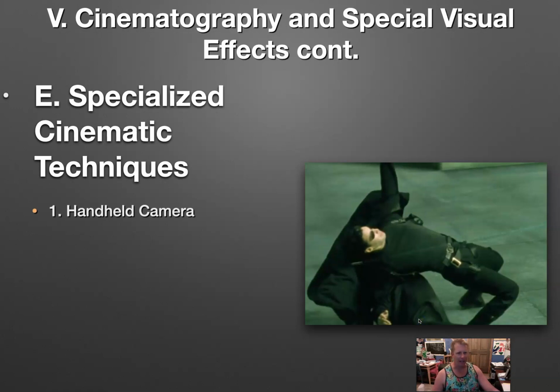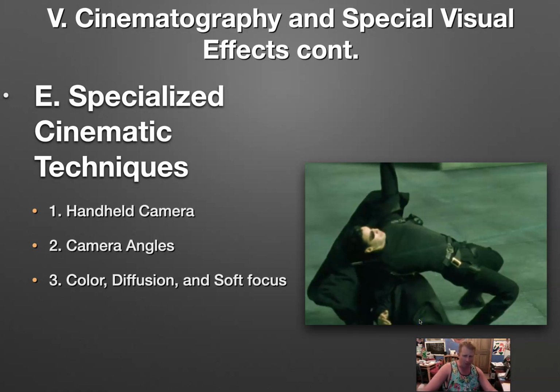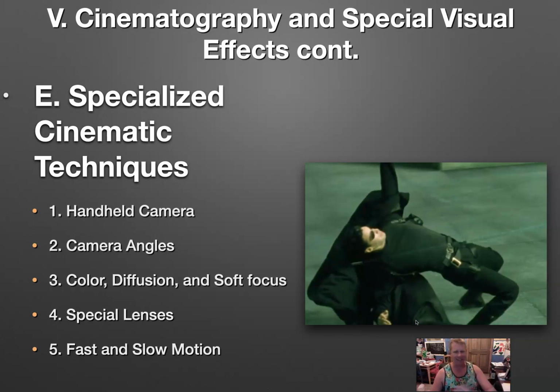Also other techniques you have. We have the handheld camera. We have different camera angles, wide angle, close up, all those things we said. You have the color, the diffusion, soft focus. Soft focus kind of makes everything look kind of glossy, like there's Vaseline on the lens. You have special lenses, like the walleye vision kind of going on. And then we have fast and slow motion, and because of The Matrix, we have bullet time now and all this fun stuff. Then there's also special lighting effects, which you're probably not aware of, but when you watch enough movies, you start to pick up on a lot of these things. It's something to keep in mind.